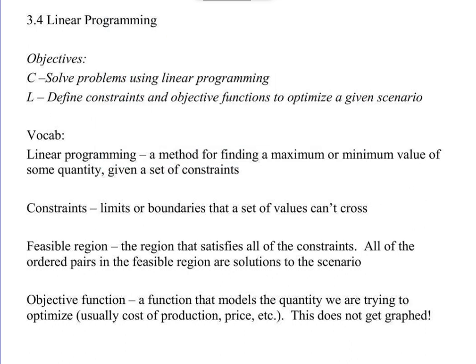Section 4 is called linear programming. It'll be helpful if you knew what linear programming was. So here you go, right off the bat. Linear programming is a method for finding a maximum or minimum value of some quantity given a set of constraints. That's all it is. That's not so bad, right? You probably have no idea what that even means. So we'll talk about that in a minute.